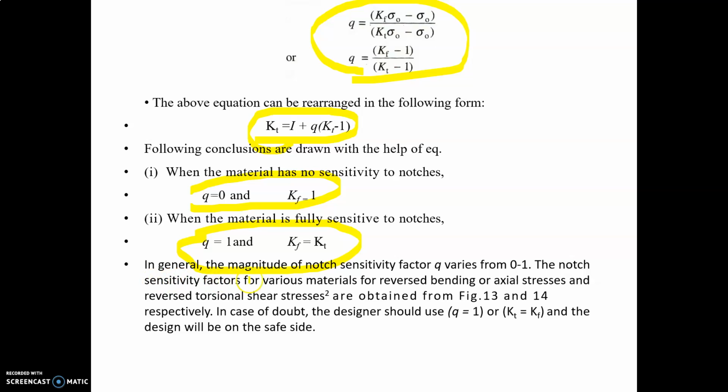As I told you, the notch sensitivity factor for various materials for reversed bending or axial stresses and reversed tension stresses is obtained from this figure. Let's see the figure here. This is the chart which helps us to find out the value of notch sensitivity. This is the notch sensitivity factor q. This is the notch radius, how much radius of cracks or notch there is, and the material. Based on the material you will get the value of q here. So this is how we can do this.